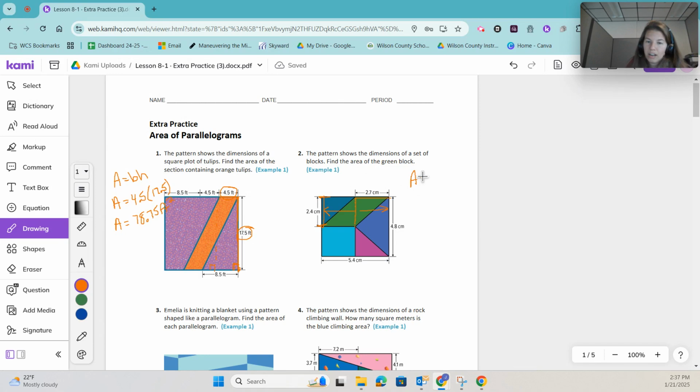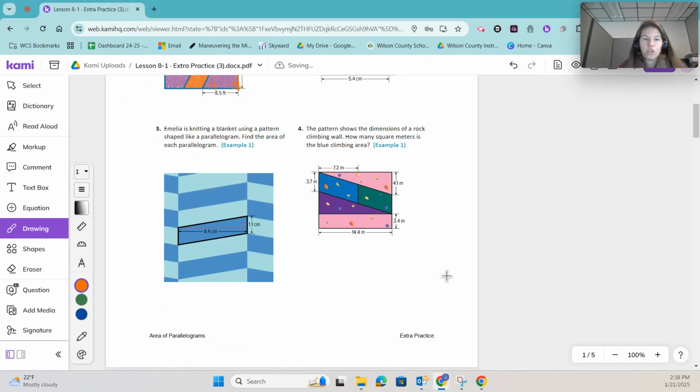So again, area equals base times height. So area is 2.7 times 2.4, which is going to give me an area of 6.48 centimeters squared. 6 and 48 hundredths centimeters squared. There are two more for you to try like that here.